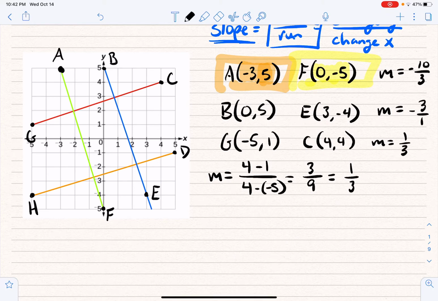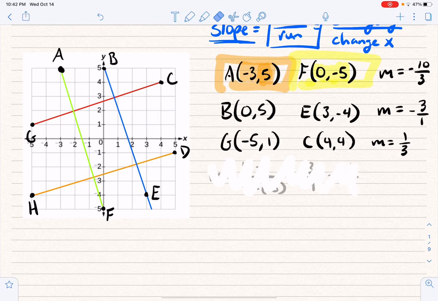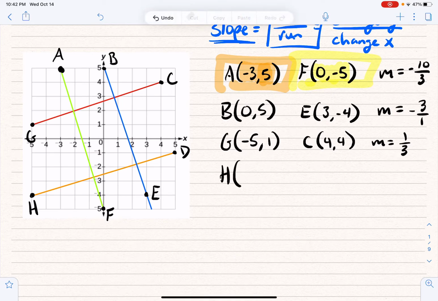All right, now let's go ahead and find the slope of the last one. The last one is going to be BE. No, I'm sorry, we already did BE. We're looking for the slope of HD. H is at (-5, -4).